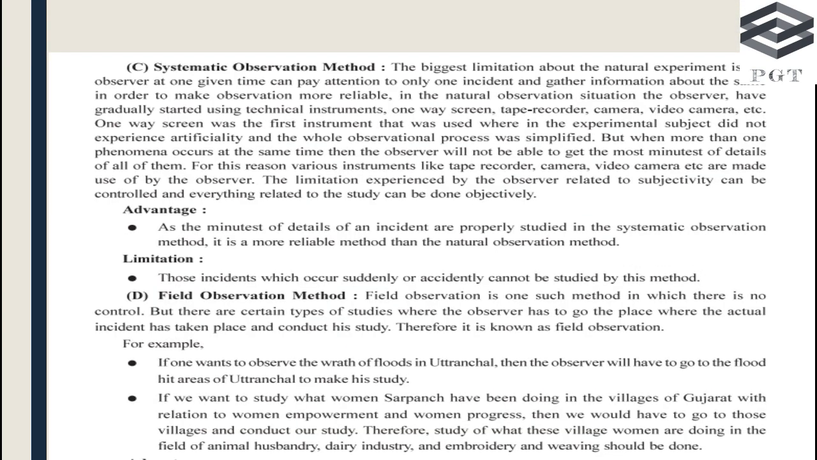Systematic observation method, in which the limitation of the natural experiment is that observation at one given time can pay attention to only one incident. Gather information about the same in order to make observation more reliable. In this natural observation situation, observers have gradually started using technical instruments, such as one-way screen, tape recorder, camera, video camera, etc. So systematic observation is done in a smooth way, it should be a very simple way. So it is very effective and very good.